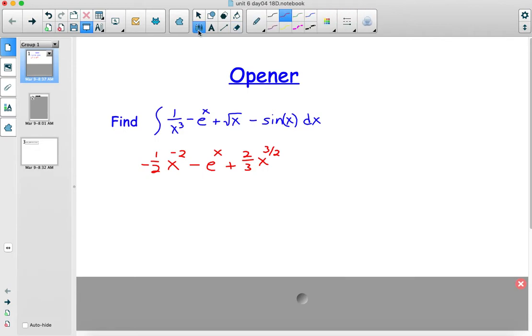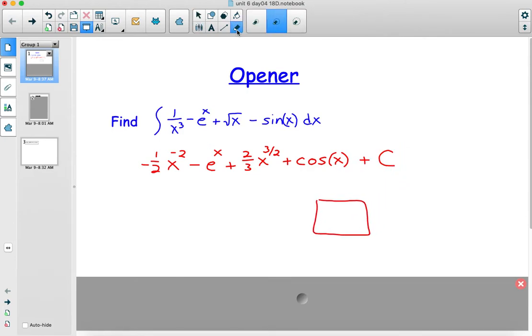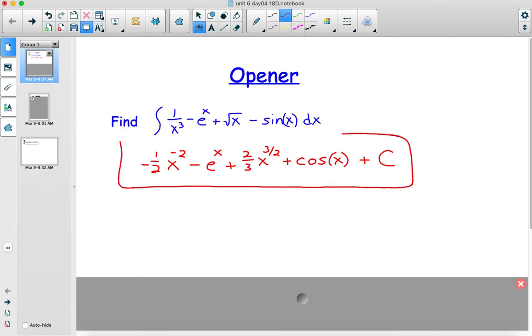Alright, and finally, what function has a derivative equal to negative sine x? Oh, that's just the cosine of x. Remember, the derivative of cosine is negative sine x. Now we could also have any constant added on to all of these, because the derivative of a constant is 0. So when I take the derivative of this, it doesn't matter what the constant is, that'll become 0. So here is the antiderivative, or the integral of 1 over x cubed minus e to the x plus the square root of x minus sine of x dx.